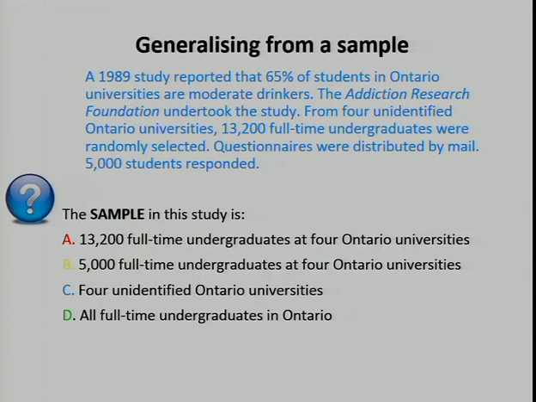So we have a 1989 study that reports that 65% of students in Ontario universities are moderate drinkers. The Addiction Research Foundation undertook the study. From 4 unidentified Ontario universities, 13,200 full-time undergraduates were randomly selected. Questionnaires were distributed by email. 5,000 students responded. So just take a minute or two, discuss with your nearest neighbor, sample, population, and target property, and then we'll bring that together.